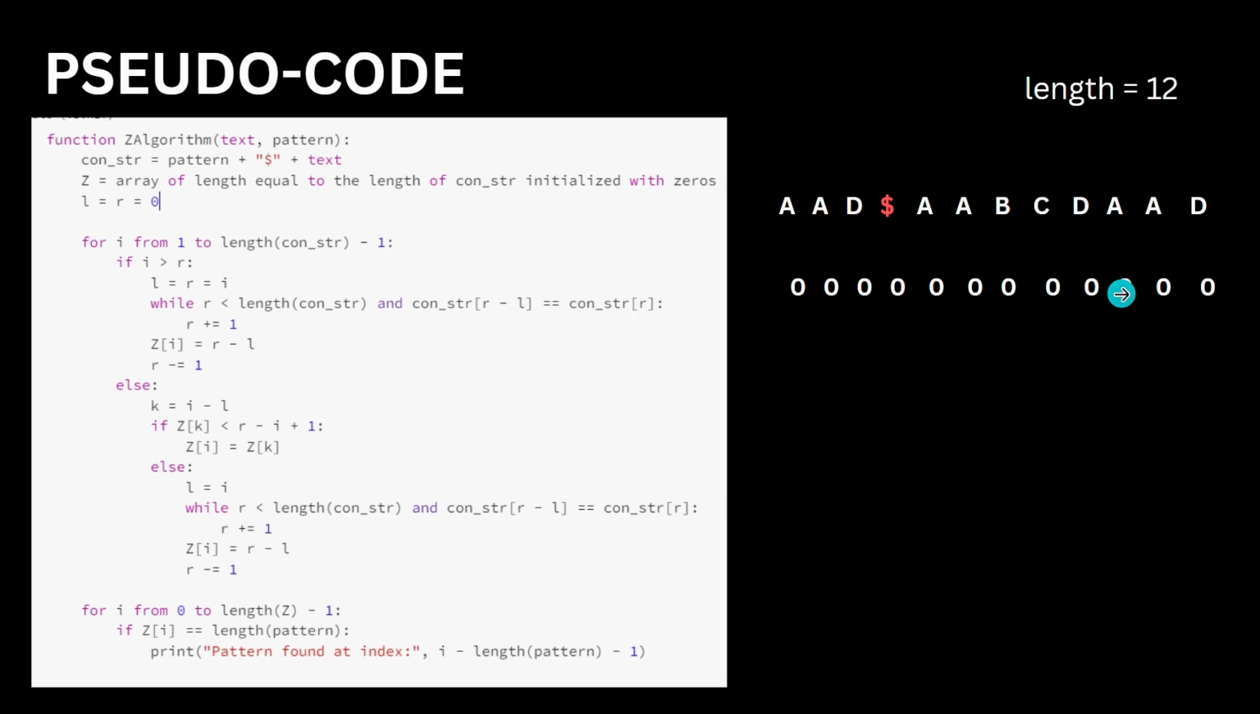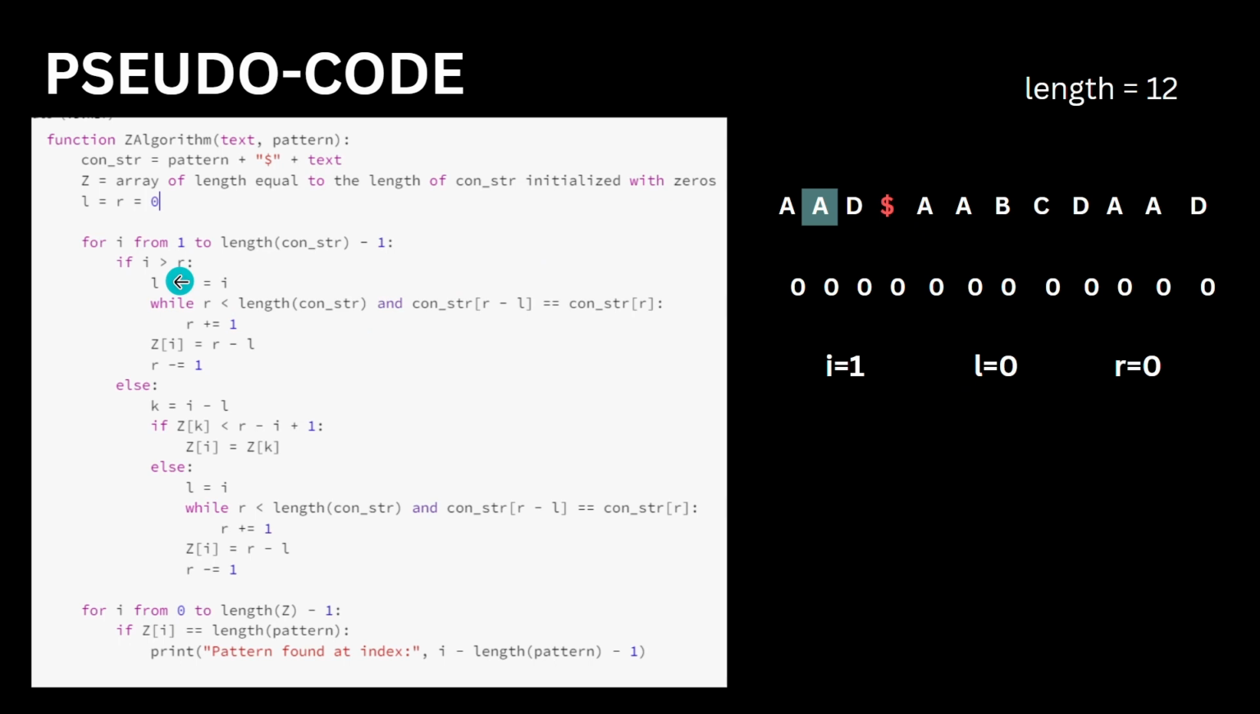Now we have variables L and R, both equal to 0. Now we can see a for loop, in which i goes from 1 to the length of the concatenated string minus 1. So i is equal to 1, L is equal to 0, and R is equal to 0.